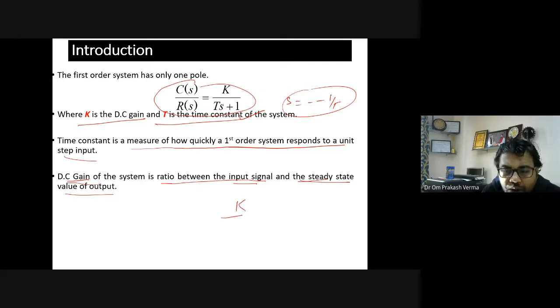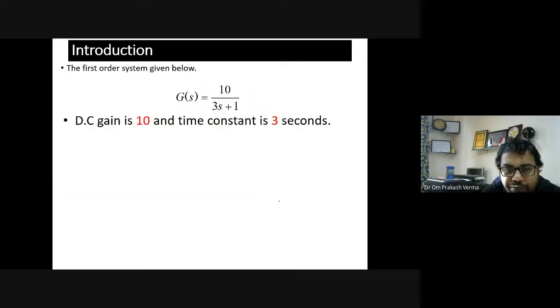Let's say K upon TS plus 5 is there. So put S equal to 0. K upon 5 is the steady state DC gain. This you can say. Here the DC gain is given. So what is the DC gain? You just put S equal to 0. So the DC gain becomes 10, and the time constant is nothing but 3.